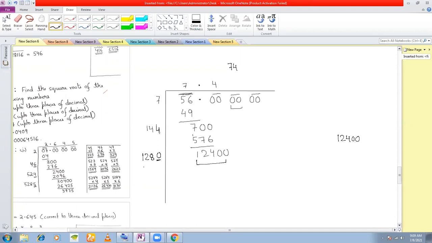Mentally we insert a 0 here. We get 1480, and 1480 is very close to 1500. So we divide by 1500 to get an approximate idea. So 124 divided by 15, the quotient only, will be 8, right? 15 into 8 is 120. So we try with 8 here. We put 8 here.